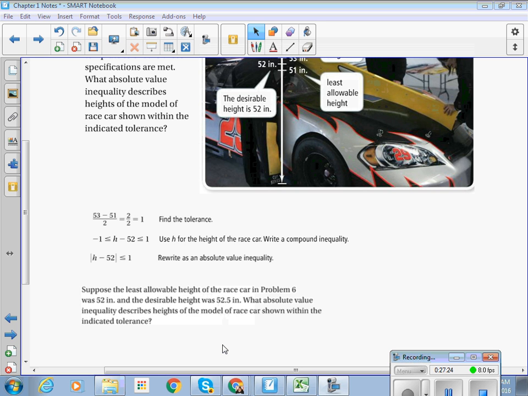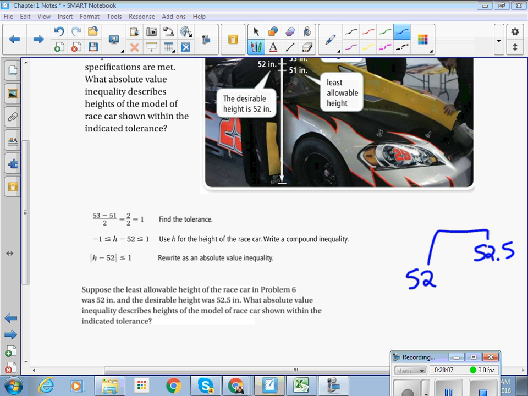All right, so you guys all have this problem written down. Suppose the least allowable height of the race car in problem 6 was 52, and the desirable height was 52.5. What absolute value inequality describes the height of the model of race car shown within the indicated tolerance? So the first thing we're going to do is find the tolerance. The least allowable height is 52. Our desirable height is 52.5.